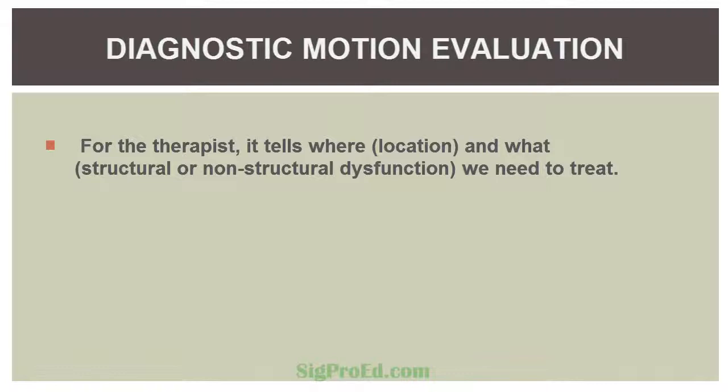Because as I had mentioned earlier, if someone has a non-structural dysfunction, the treatment is going to be very different than the structural dysfunction. With a structural dysfunction, we will need to mobilize. With a non-structural dysfunction, we might need to stabilize because of the inflammation factor shutting down the core muscles, which are stabilizers.